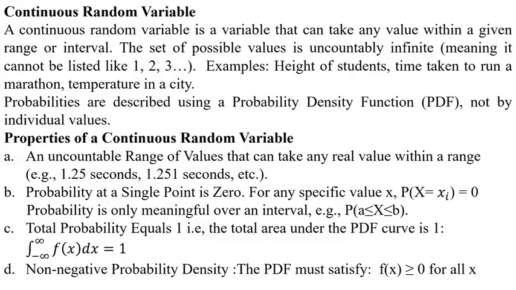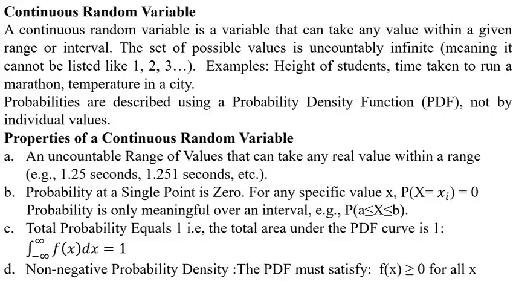The probability of a single point is 0 for any specific value x. P of x equals xi is 0. The probability of a single point is 0. Probability is only meaningful over an interval.